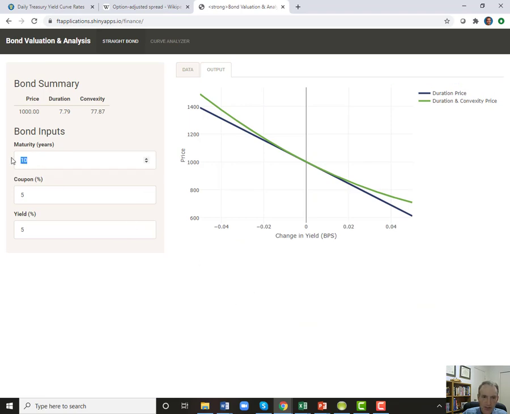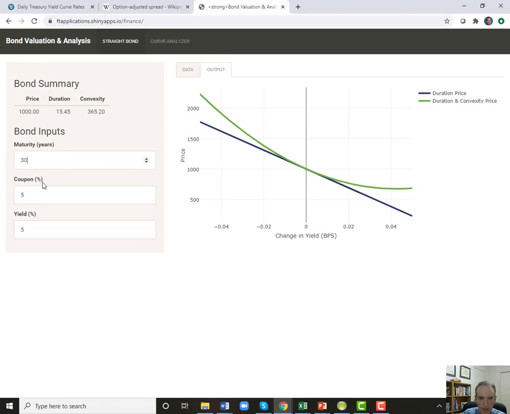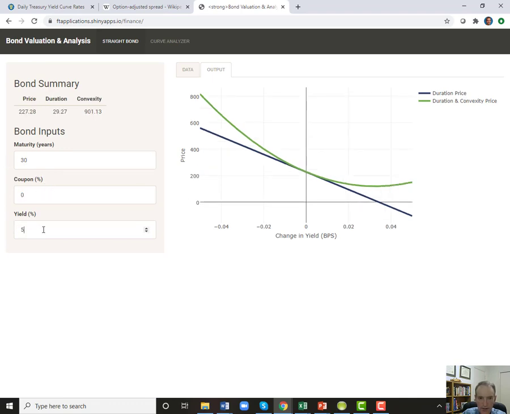Now let me change this to a 30-year bond, and let me give it a 0 coupon and a yield of 5%. What do you notice about the convexity here? And look how convex this bond is. Pretty amazing. Duration would actually show the bond price going negative, which is obviously not going to happen.